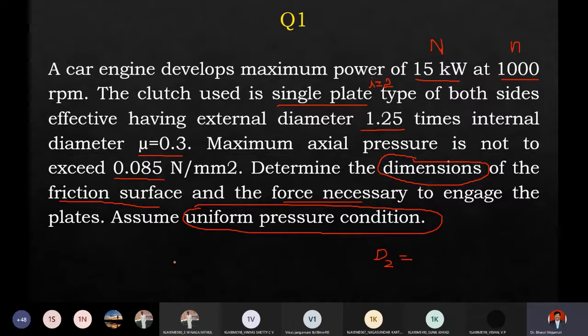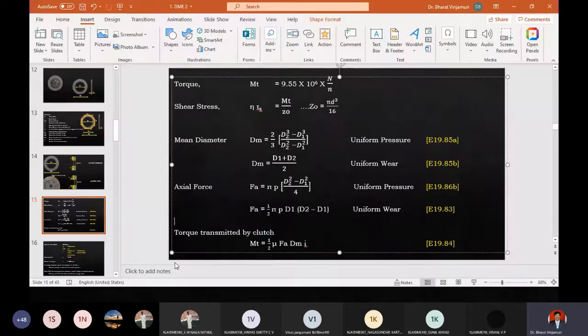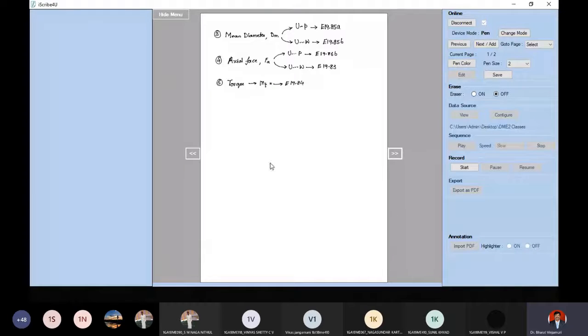So let me write the given data for you. In this case, we will solve it in the easiest way. We have equations. Let me write question number 1, which we are trying to solve.